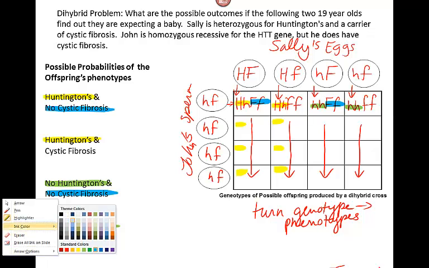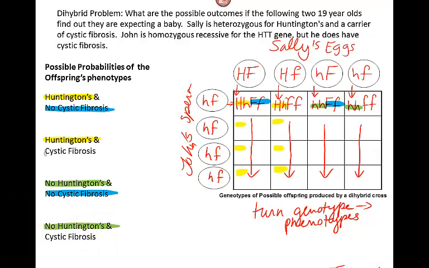And then we need one more color. Let's go with light gray. Cystic fibrosis. The only way you get cystic fibrosis is if you have two little F's. And again, it's all the way down.